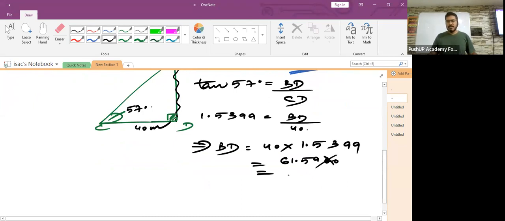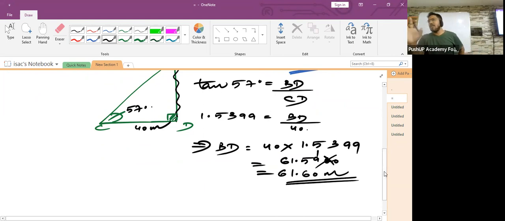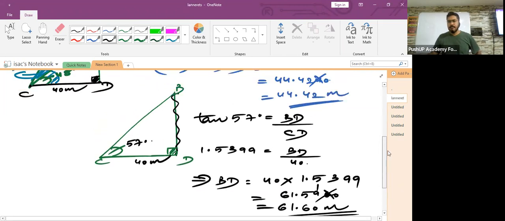So this 6 is not considered, but it will add 1 to the left-hand side digit. So 1 plus 9 is what? 10, isn't it? So 59 plus 1 is how much, children? 60. So 61.60 meters. Please don't write 61.6. It is 61.60 meters. That is the actual way of representing it.